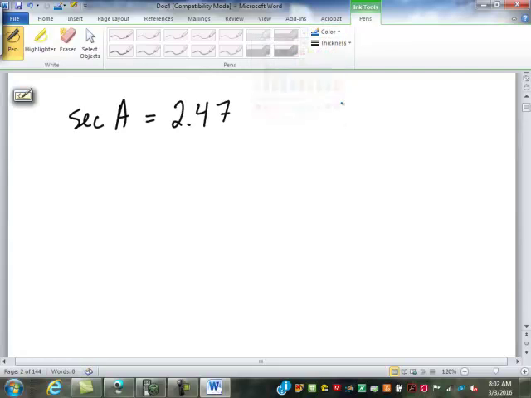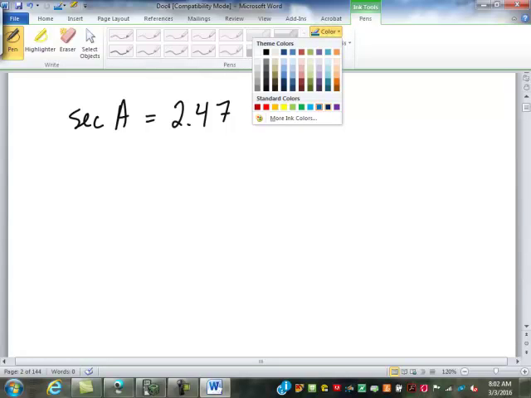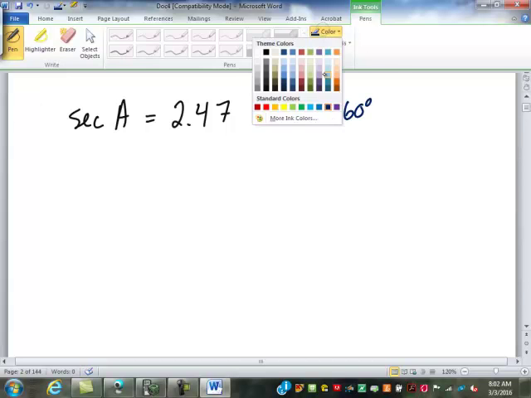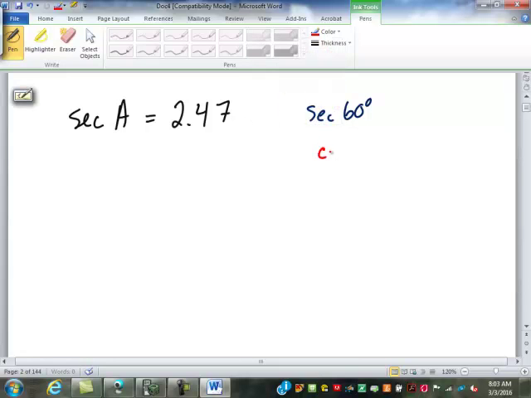So if I tell you that the secant of an angle is 2.47, now remember, this is all about inverting the original secant function. To find the secant of an angle, we found the secant of 60 degrees. Remember what we did was we found the cosine of 60 degrees, and then we hit that reciprocal key, and that gave us the number, right? Which happened to be 2.